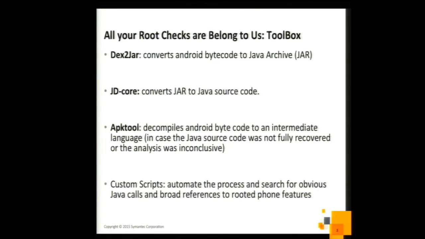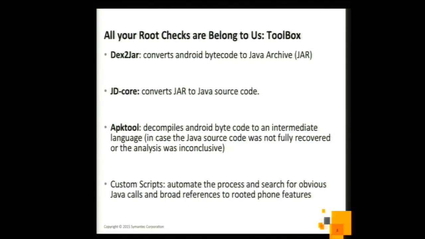These are the tools that we used for our investigation. The first one converts the Android bytecode to another format, the Java archive format. The reason we do that is to leverage the second tool, JD-Core, which recovers source code from the Java archive, basically from the bytecode. And that's the good thing: Java is decompilable to some extent, unless you do some strange manipulation.